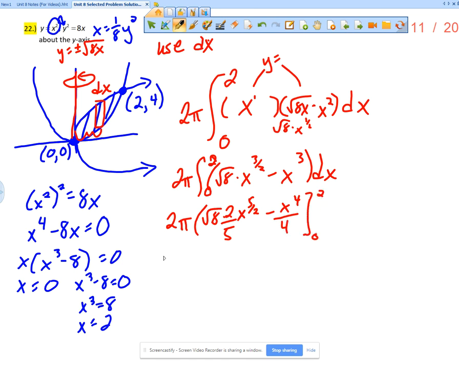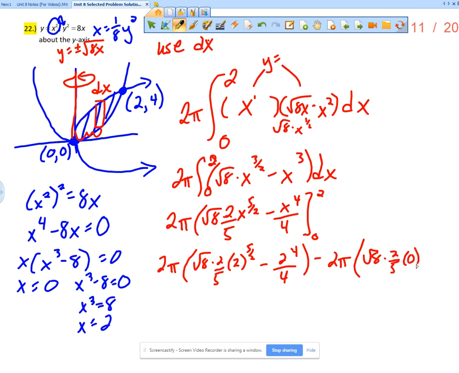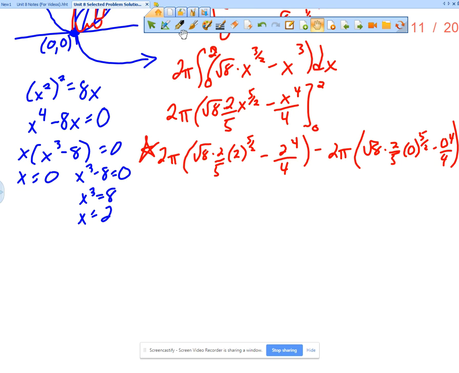So this is, once again, pretty reasonable. So 2 pi times, I'm going to leave this alone, root 8 times 2/5 times 2 to the 5/2 minus 2 to the 4th over 4, and then minus 2 pi times root 8 times 2/5 times 0 to the 5/2 minus 0 to the 4th over 4. Of course, all that is just 0. Next, we have to simplify. If this is a free response question, we're done right here. But let's say that this is multiple choice. We've got to keep going.